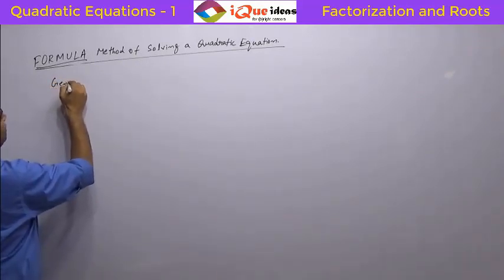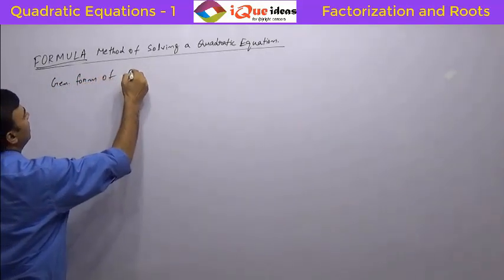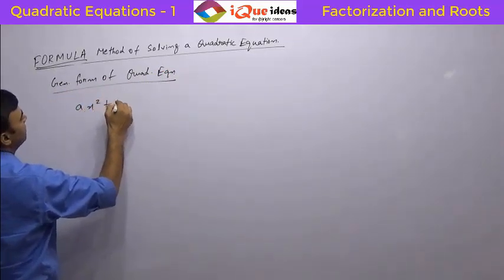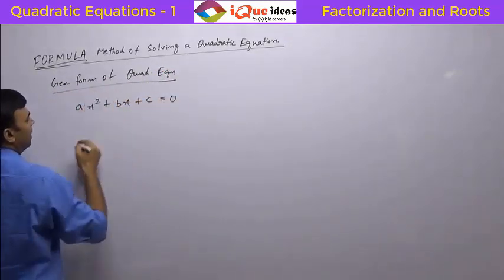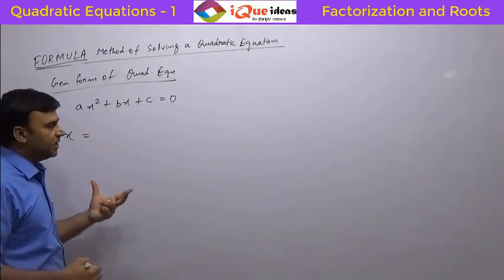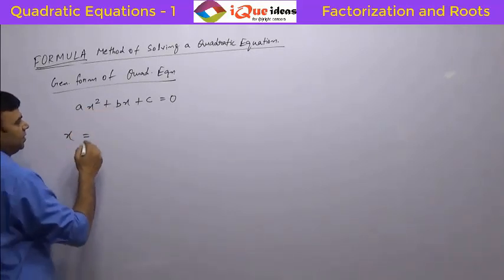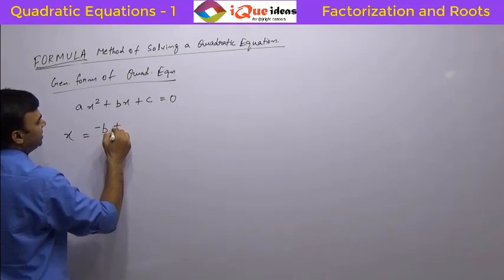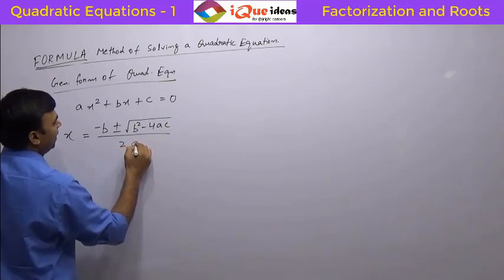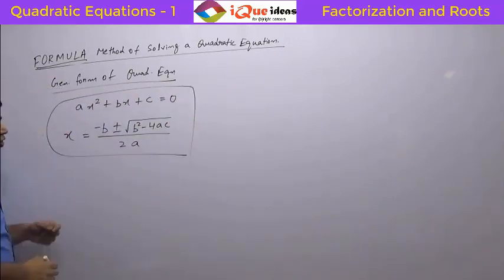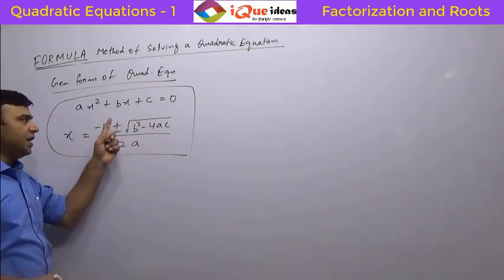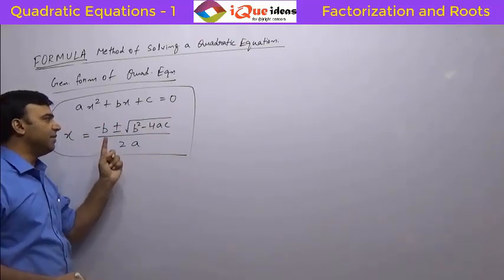So let's consider the general form of a quadratic equation, which is ax squared plus bx plus c equal to 0. Directly I'll tell you that there is a formula which gives us x as an expression in terms of a, b, c. It is x equal to minus b plus minus square root of b square minus 4ac, divided by 2a. Right? So if you know a, b, c, the constants involved in that equation, you can find the value of x.